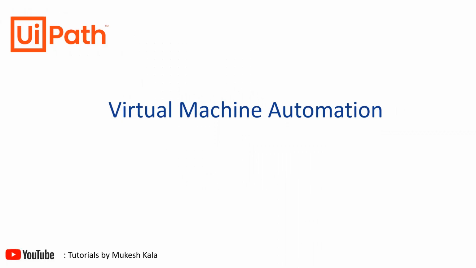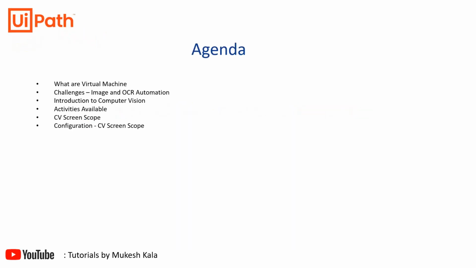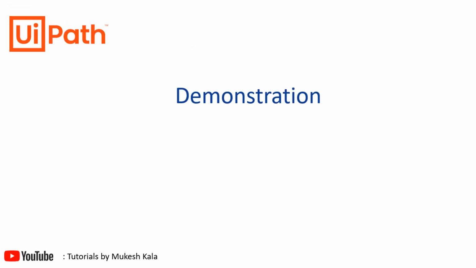Okay, so virtual machine automation. This is the agenda we are going to cover today. We are going to start with what virtual machines are. We are going to look at the challenges we get with image and OCR automation. We are going to introduce you to something called computer vision. What are the activities available? What is CV screen scope and how can I configure the CV screen scope? Okay.